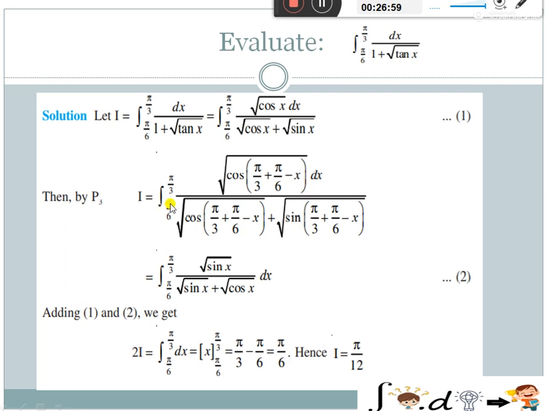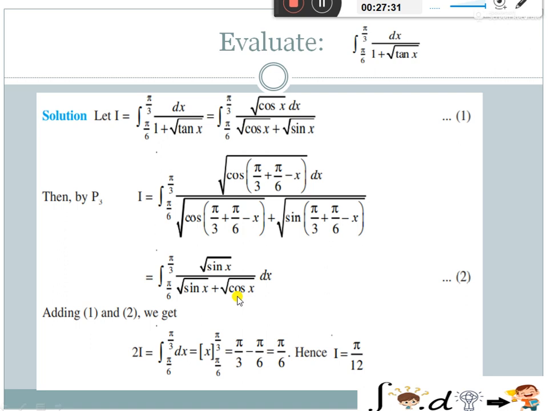Then apply the property with pi by 3 plus pi by 6 minus x, and here also cos of pi by 3 plus pi by 6 minus x, sin of pi by 3 plus pi by 6 minus x. Now here pi by 3 plus pi by 6 is pi by 2, cos of pi by 2 minus x, that means we have sin x, so root of cos of pi by 2 minus x is root of sin x, and root of sin of pi by 2 minus x means root of cos x.